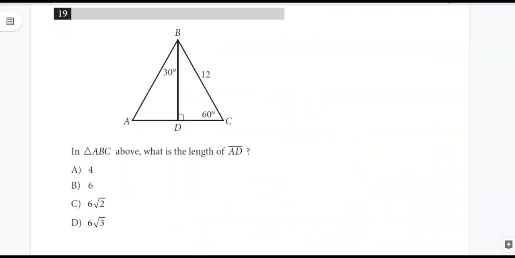Number 19, finally get a hold of a geometry problem. Looks like we're focusing on the properties of triangles. So in ABC above, what is the length of side AD? So ultimate question is, how long is AD? So let's go through. I think there's a lot of ways I could tackle this problem.